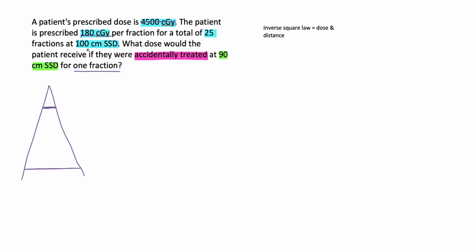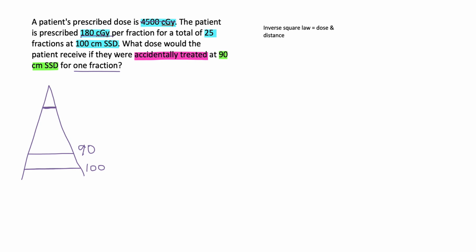The patient was prescribed at 100 cm, but they were accidentally treated at 90. So the patient is closer to the source than prescribed. When the patient is closer, they're getting an overdose. Since they're getting an overdose, we know our answer is going to be something greater than 180 centigray. But we need to determine how much more it's going to be.